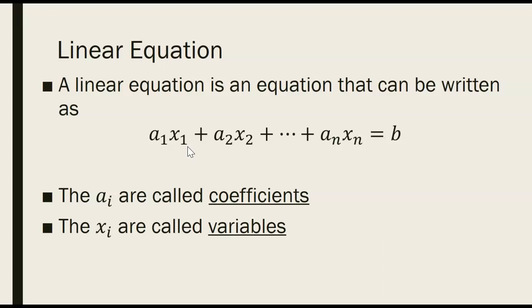Now, notice that in linear algebra, most of the time our variables are going to be subscripted, just because we deal with a lot of variables. If we start using x, y, and z, we run out of those variables pretty quick. So we tend to use subscripts rather than different letters to denote different variables. So x1 just means my first variable, x2 is my second variable, so on and so forth. xn is my nth variable. So coefficients are the a's, variables are the x's, and then b is just a constant on the end.